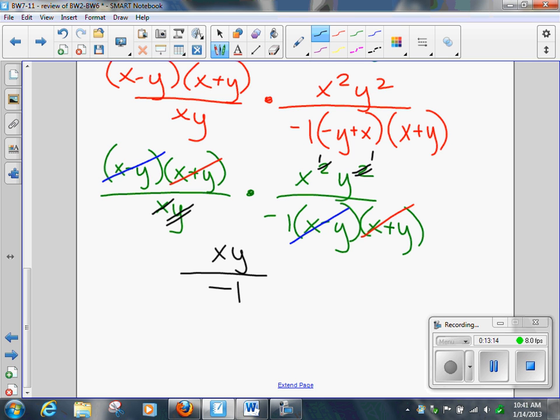xy over negative 1. Ooh, that looks weird. How can you fix it? Just divide. What's a positive divided by a negative? Negative. Now better. I still don't like it, but it's better than it was. Cool? Did you find your mistake? Yeah?